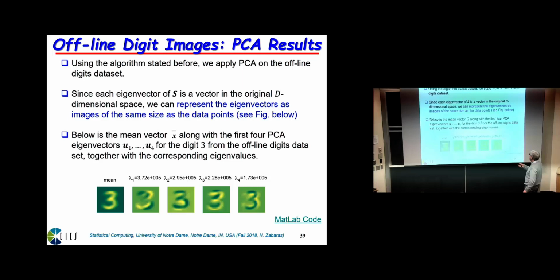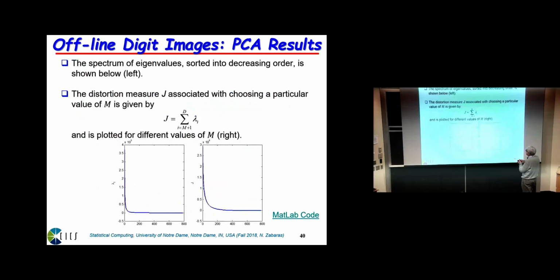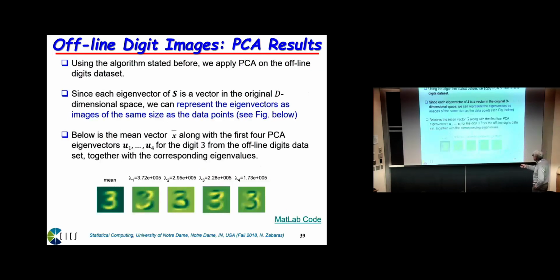These are the eigenvalues corresponding to the principal eigenvectors. If you do PCA, this is lambda 1, lambda 2, lambda 3, lambda 4. This is the mean value. And these are the corresponding eigenvectors. If all your data look like 3, it's not surprising that the eigenvectors look like some versions of 3. But look what happened. You notice from here that these values of lambda 1 are all significant.